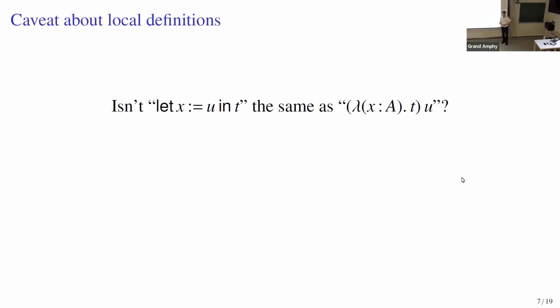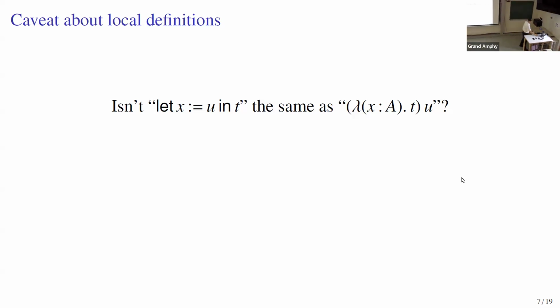Okay, so here is a common fallacy I used to believe when I was a little boy. Isn't this local definition business, that you define X to be U in T, just the same thing as having a function that maps X to T and then applying it to U? And the answer is yes in a simply typed lambda calculus, no in a dependently typed calculus.